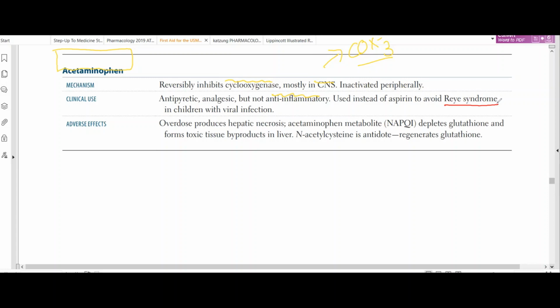So overdoses of acetaminophen produce hepatic necrosis, and this hepatic necrosis depletes the glutathione. So the antidote of acetaminophen is acetylcysteine, which regenerates the glutathione that is depleted by the overdose of acetaminophen.